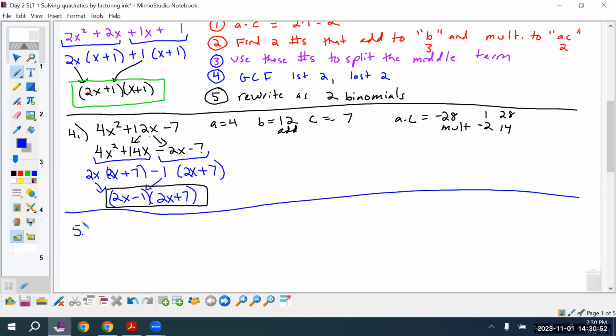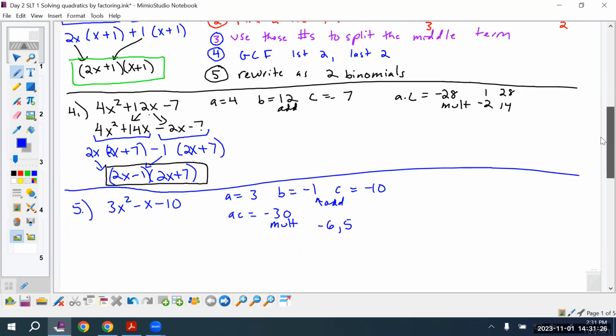So number 5, let's write down 3x squared minus x minus 10. Now we're going to use the box method, but it sort of starts the same way. We still need to start: A is 3, B is negative 1, C is negative 10. So now AC is negative 30. I'm still looking for 2 numbers that add and multiply. Okay, those 2 numbers are going to be negative 6 and 5.